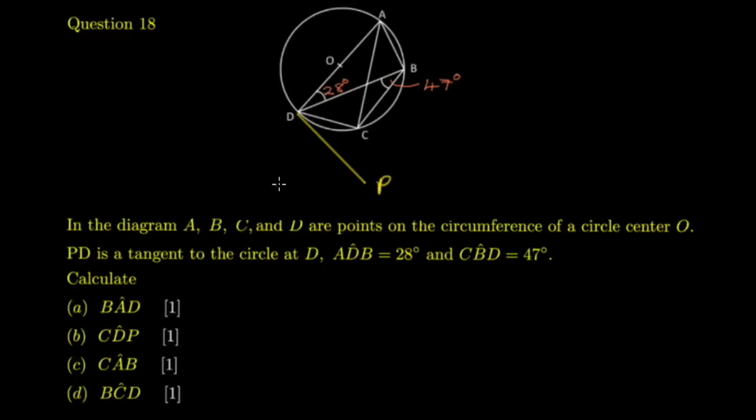Question 18 says we have A, B, C, D, points on the circumference of a circle, and PD is a tangent to the circle at point D. So this is point D and this is a tangent, and we are given these two, and we're asked to find BAD. We're asked to find this angle here. We don't know that angle. How would we go about finding it?